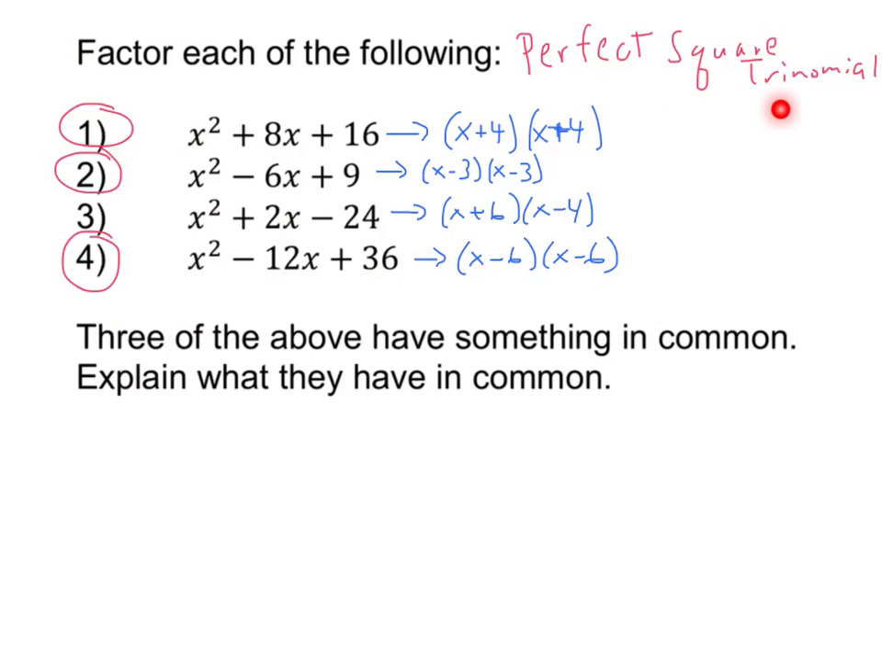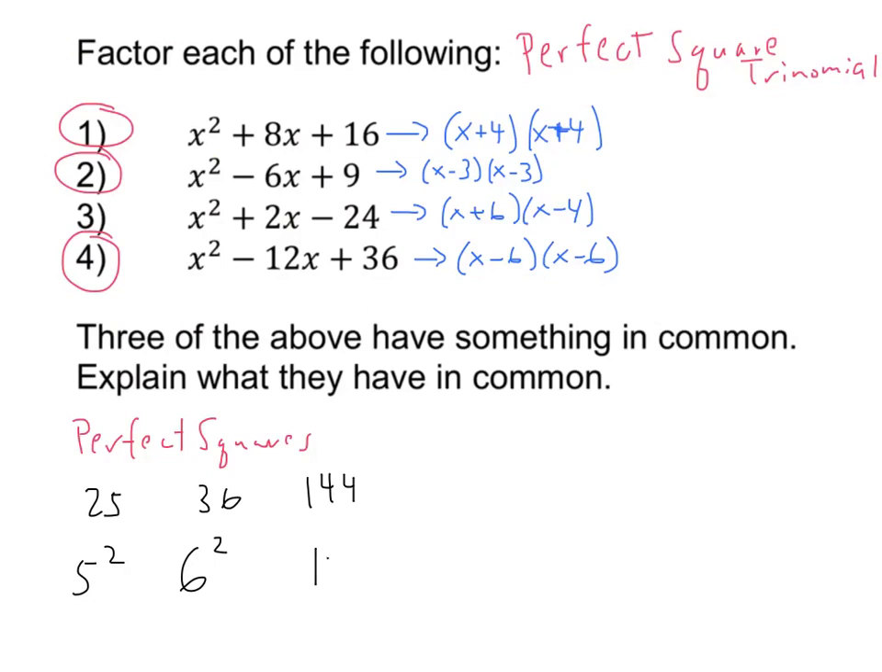So why do we call them perfect squared trinomials? Well, let's think about this. We've talked about perfect squares before. What's a perfect square? A perfect square is a number like 25. Why is 25 a perfect square? Because it can be rewritten as 5 squared. 36 is a perfect square because it can be rewritten as 6 squared. Or 144 is a perfect square because it can be written as 12 squared.